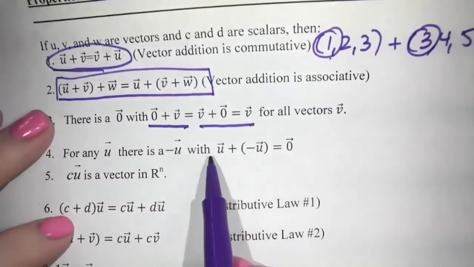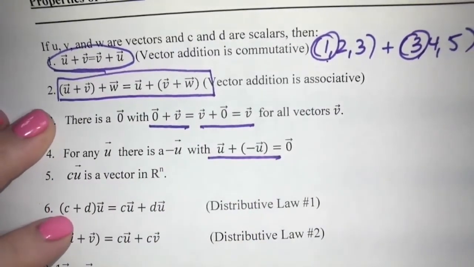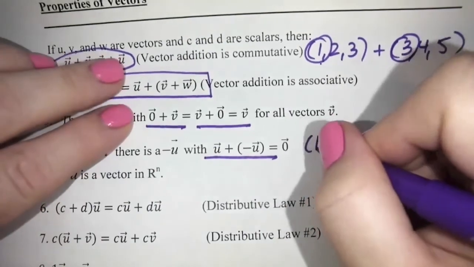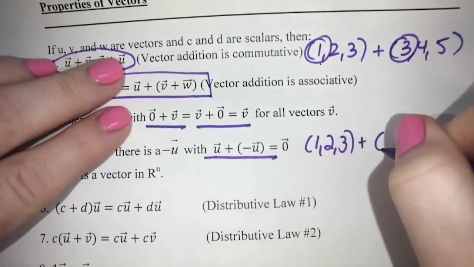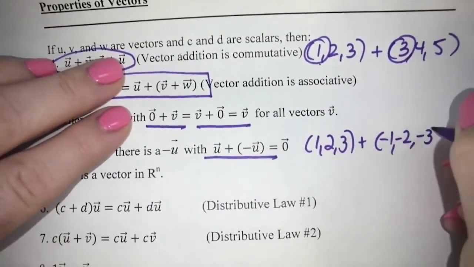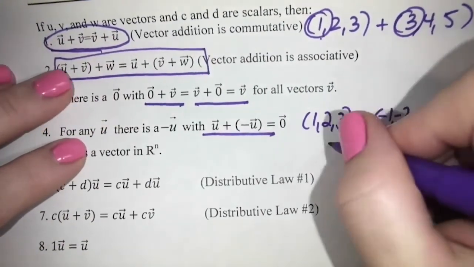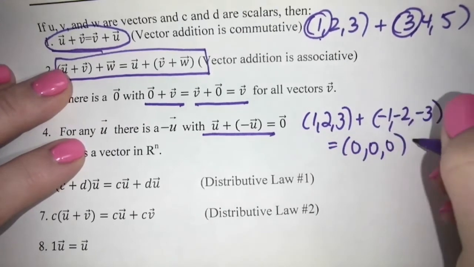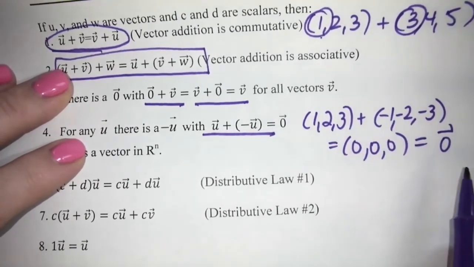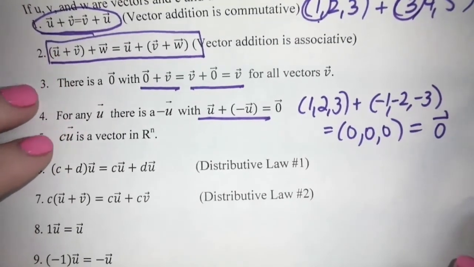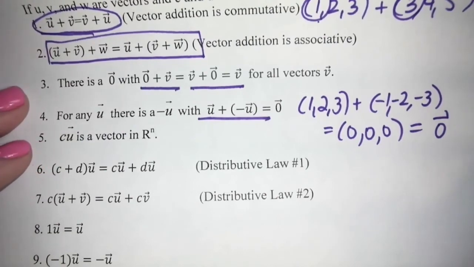The fourth one says if we add the vector to the opposite of the vector, so that's something like 1, 2, 3 plus -1, -2, -3. If we add two opposites, then we're going to get the 0 vector, which is all zeros. So when you see a 0 with a vector sign, that means the 0 vector. In R3, that would be 3 zeros.